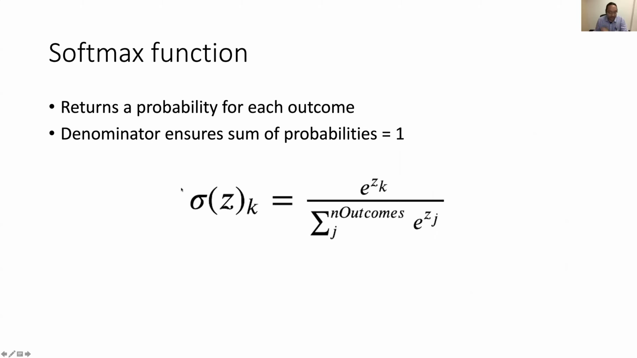So how does that work? Oh, before we get into that, sorry. Before we get into that, the extension of that to multiple classes is what we call the softmax function. The softmax is basically going to return a probability for each one of those classes, each one of the outcomes, and express it in terms of e to the z.